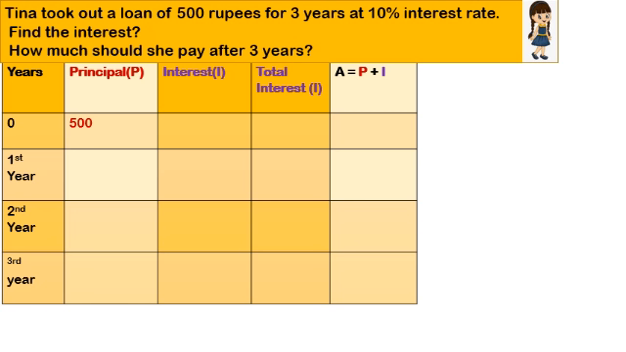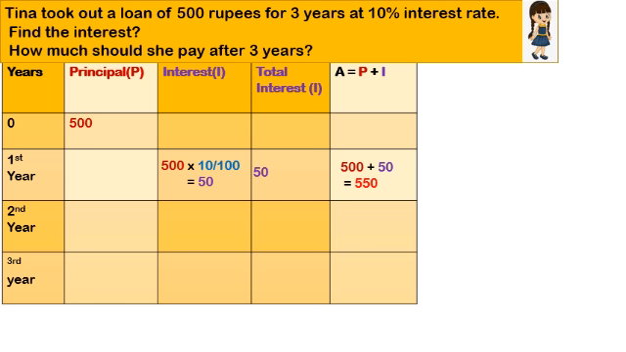Let's see what happened in year 1. We know first year interest is 10% of 500 rupees. That is 500 into 10 by 100, which is 50 rupees. Now look at the total interest column. First year's total interest is also 50 rupees. So the total amount after first year is principal plus interest. That is 500 plus 50. We will get 550 rupees.